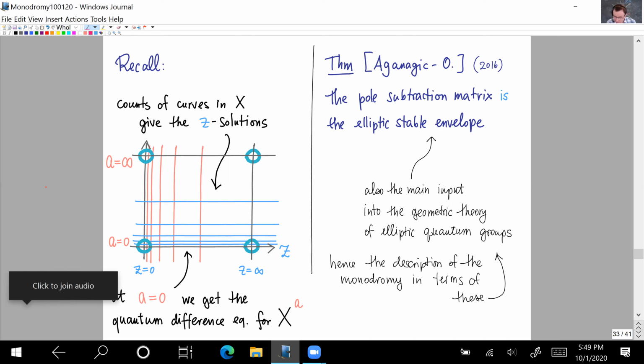So again, to reinterpret what we're trying to accomplish: we're looking for some correspondence between the fixed locus and the M variety that cancels poles in solutions of the quantum difference equation in a certain precise way. And that correspondence is the elliptic stable envelope.